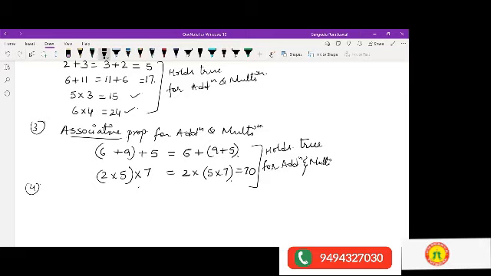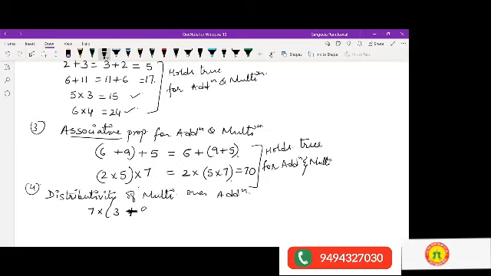Now coming to the next property, that is distributivity of multiplication over addition. Now this is something slightly different because in this we have two signs. This is called distributive property. So this is distributivity of multiplication over addition. Now what does this mean? Okay, this says that if I have some number, say 7 into the bracket 3 plus 9.